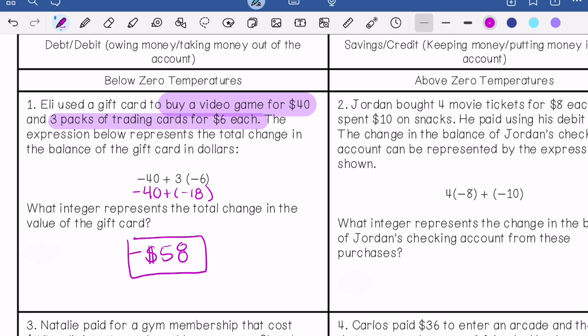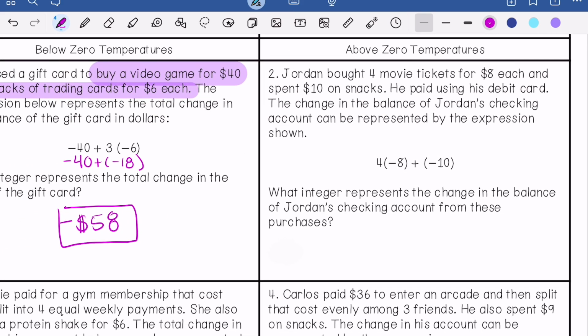That's the total change. Jordan bought 4 movie tickets for $8 each and spent $10 on snacks. He paid using a debit card. The change in the balance of Jordan's checking account can be represented by the expression shown. What integer represents the change in the balance of Jordan's checking account from these purchases? We are going to do 4 times -8 first, which is -32, plus -10, which is -$42.